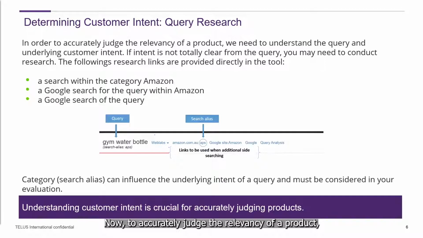Now, to accurately judge the relevancy of a product, we need to understand the query and the underlying customer intent. In many cases, this will be very clear, but if you're unfamiliar with the query or it is unclear, you may need to conduct some research. You can start this directly in SDAT by clicking any of the links to the right of the query. The first is a search within the category on Amazon. The second is a Google search for the query within Amazon. And the last is a Google search of the query itself.